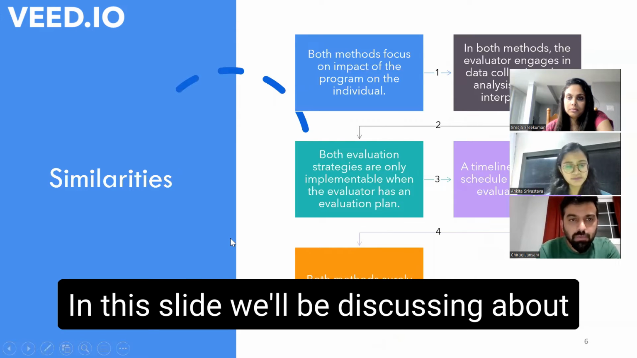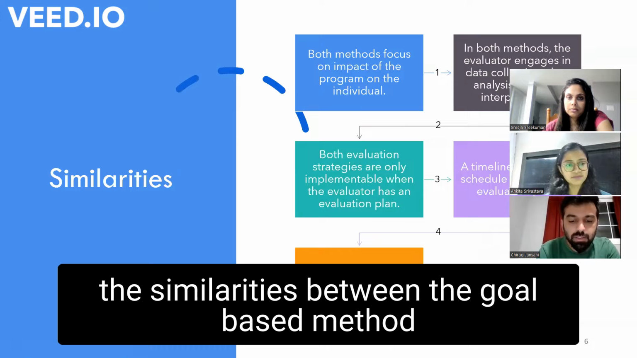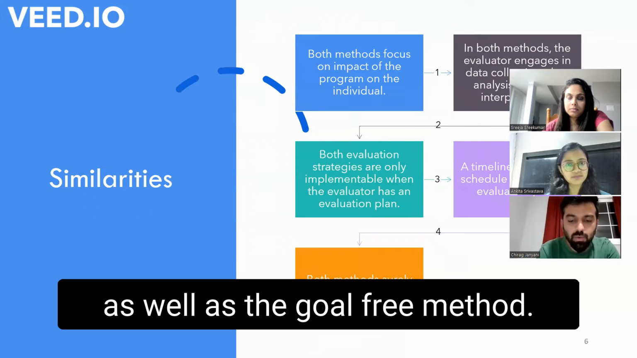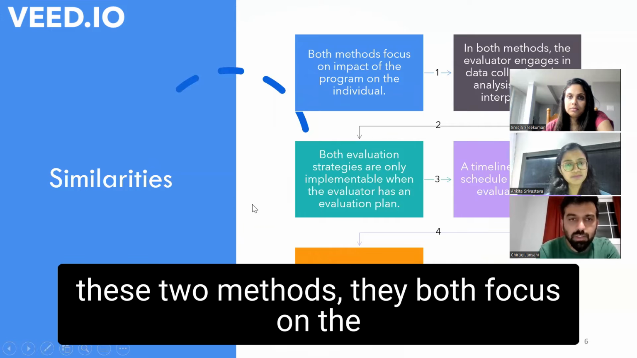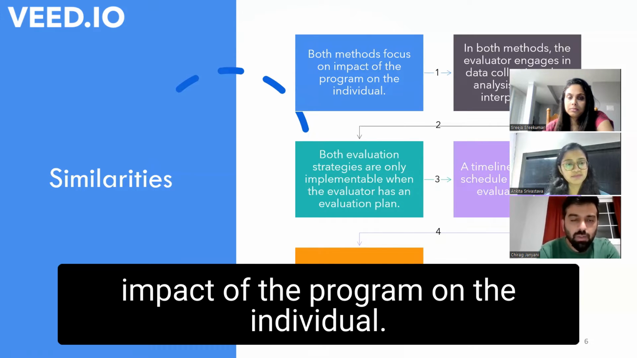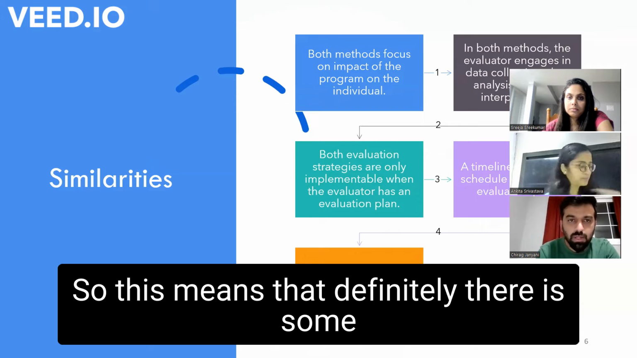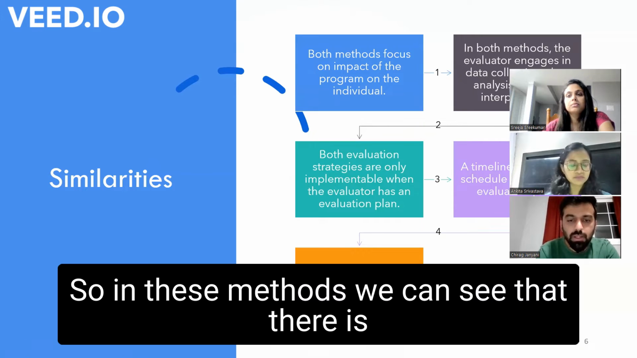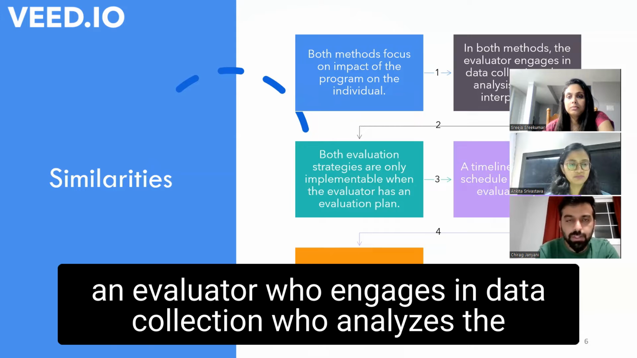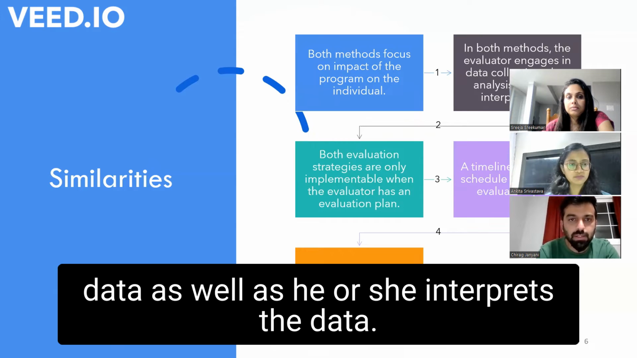In this slide, we'll be discussing the similarities between the goal-based method as well as the goal-free method. What we can see here is that these two methods both focus on the impact of the program on the individual. So this means that definitely there is some kind of impact from these two methods. In these methods, there is an evaluator who engages in data collection, analyzes the data, as well as interprets the data.